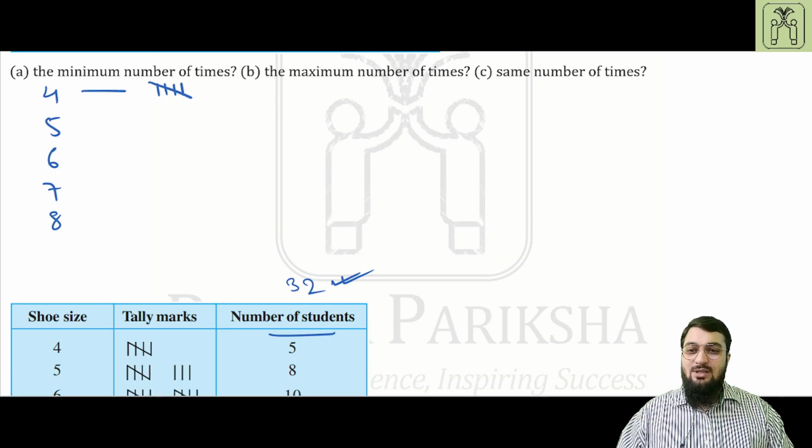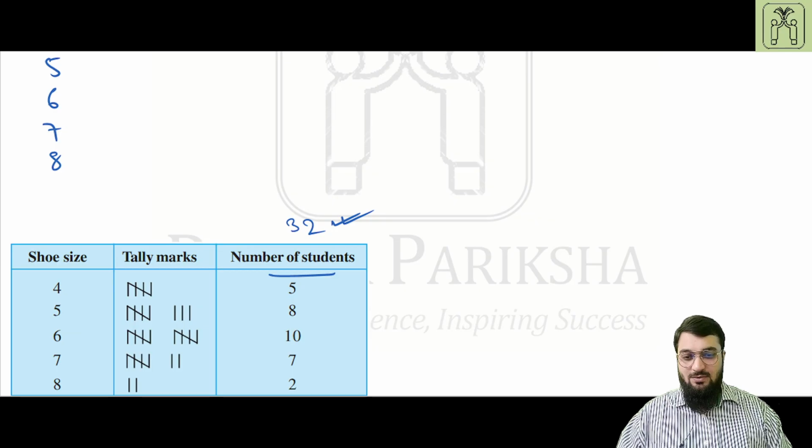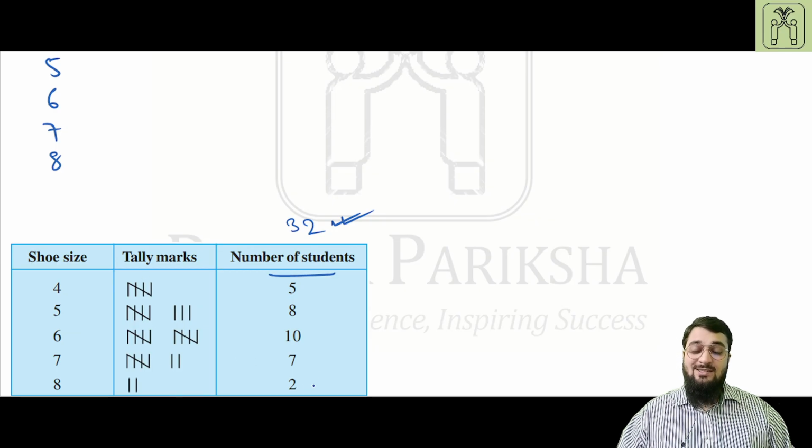So the question here is the minimum number of times, maximum number of times, and same number of times. So the minimum number of times the shoe size that has occurred is 8, that is the minimum. The maximum number is 6, and the same number of times is none. So this is the answer for this example.